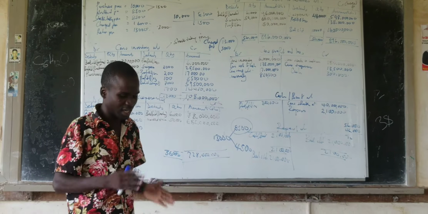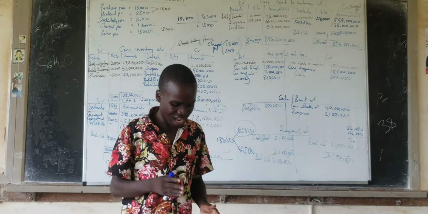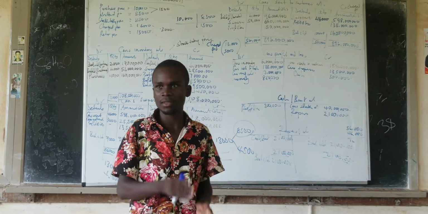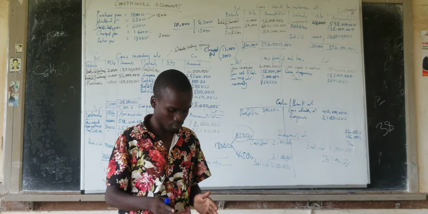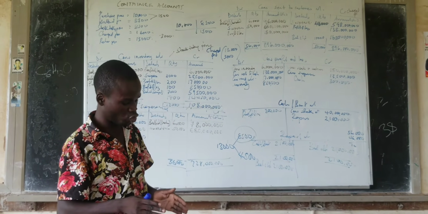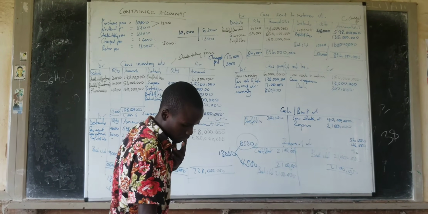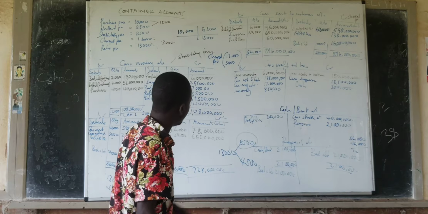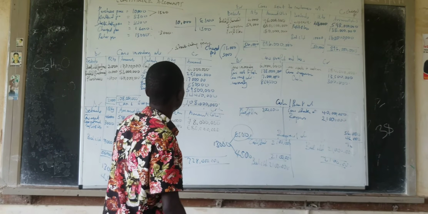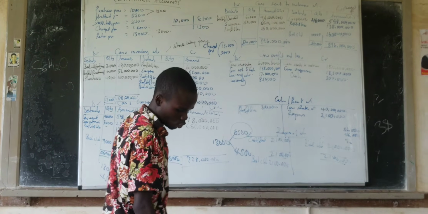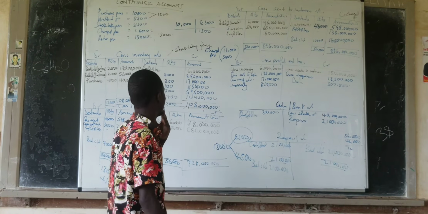First of all, let's look at this transaction: 100 other damaged cans, meaning these cans were damaged. If they are damaged, what does it mean? They were 100 and they were damaged. If these 100 cans were damaged, what do we do? Meaning we made a loss.